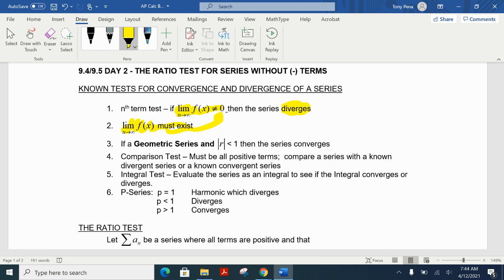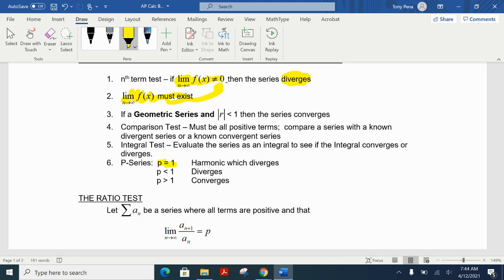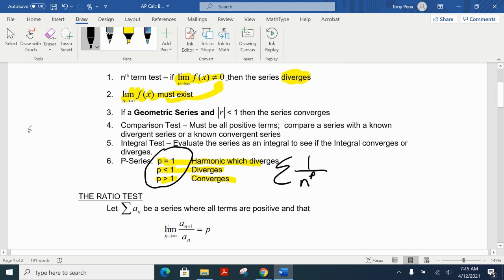The integral test: if you have a series that can be written as an integral, then we can go ahead and do the integration of that. If the integral converges, then the series would have to converge as well. And then a P series, where if P is 1, that's your harmonic series. We showed yesterday that if P is less than 1, you're going to diverge. If P is greater than 1, you're going to converge. And if you remember, a P series is this form here, where we have a variable raised to an exponent, and the exponent is your P. Based upon what value that is, that'll tell you if we're converging, diverging, or whatever.